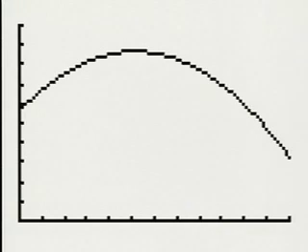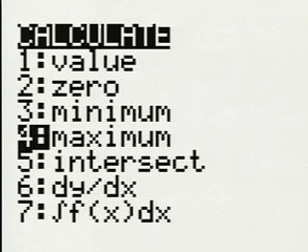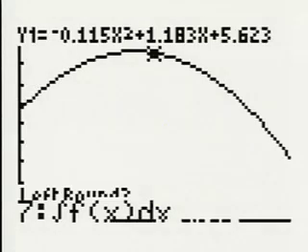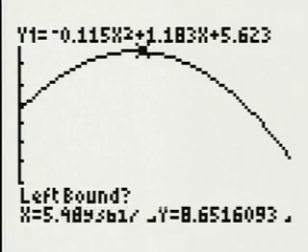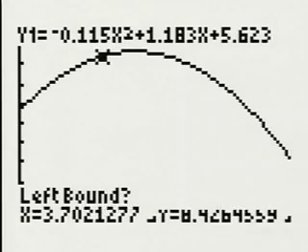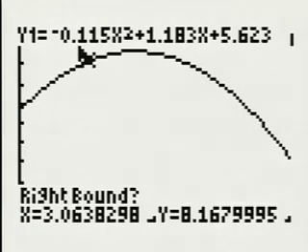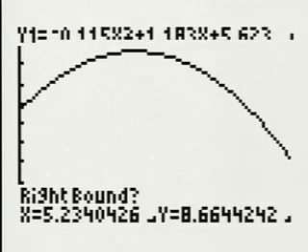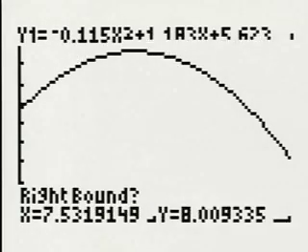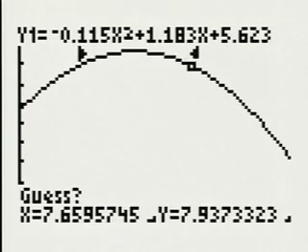For part A, we were asked to determine the highest rate during this time period, so that means we need to find the maximum. So we're going to go to our calc menu, select option number 4 for maximum. For the left bound, we need to go to the left of the peak, so we want to scroll to the left so that we're clearly on the upside of the peak. Hit enter to select that. For our right bound, we want to scroll so that we're clearly to the other side of the peak, the downward slope. We'll hit enter. And for our guess, we're going to go ahead and try to scroll to the top of the peak and hit enter.